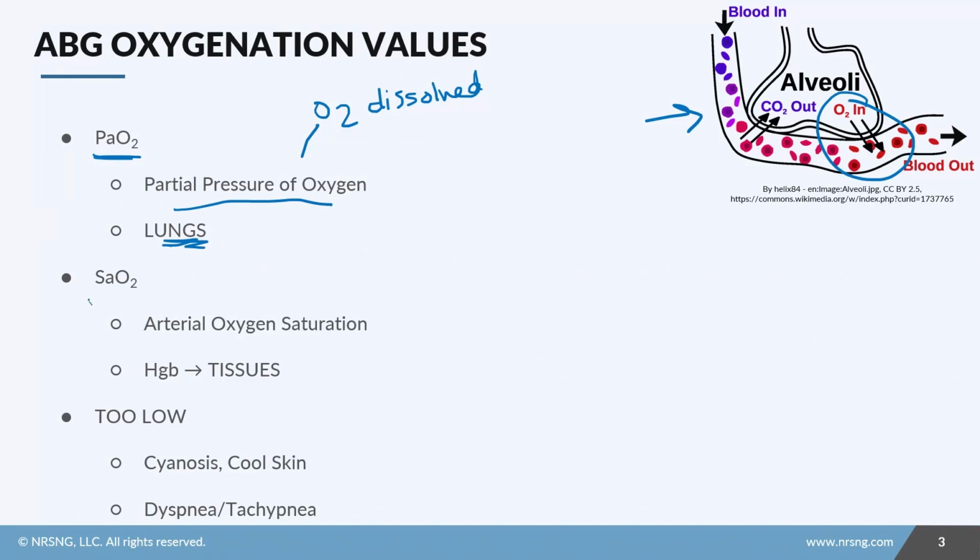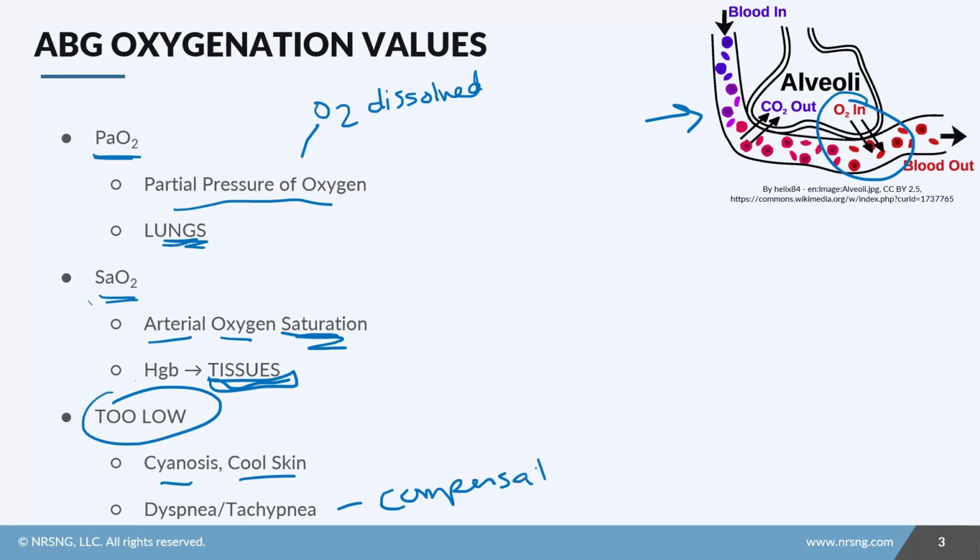Now, the SaO2 tells us how much of our hemoglobin is saturated with oxygen. This is our arterial oxygen saturation. So it's giving us an idea of the capacity of our blood to actually carry the oxygen out to the tissues. Now, in either case, if the levels are too low, you could see things like cyanosis, cold skin, shortness of breath, or tachypnea as the patient is trying to compensate for that lack of oxygen.